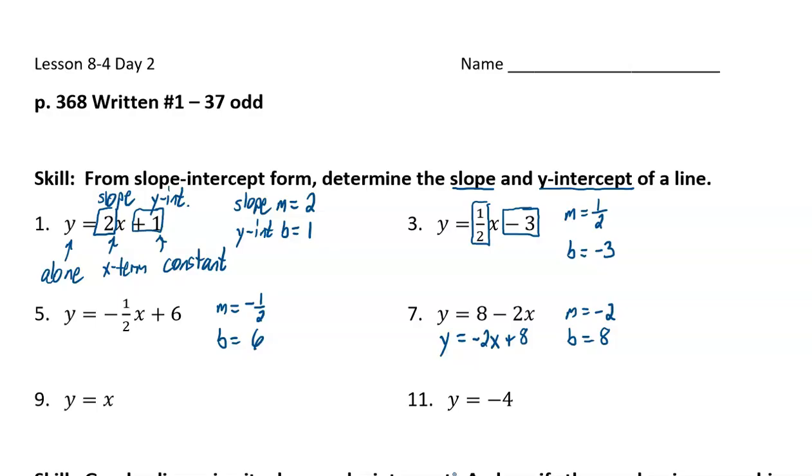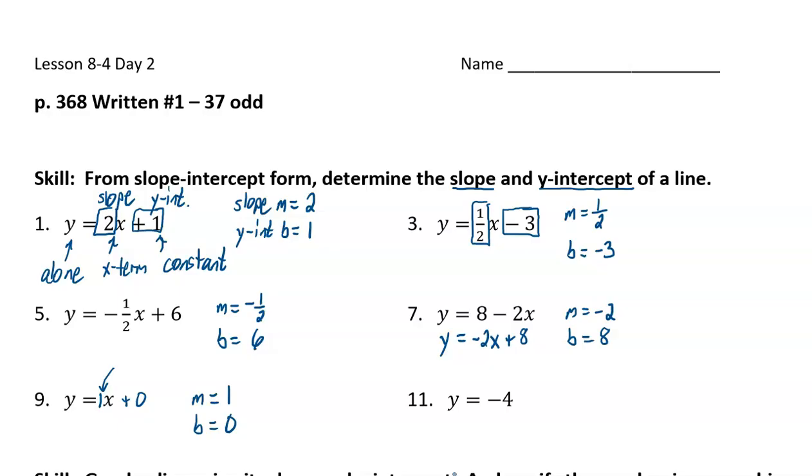Now number 9, this does have the letter y alone. It does have the x term after the equals. In front of the x is a 1, and here on the end is +0. This is now slope-intercept form. The value of m is 1, and the value of b is 0.